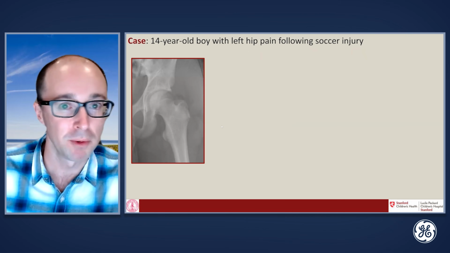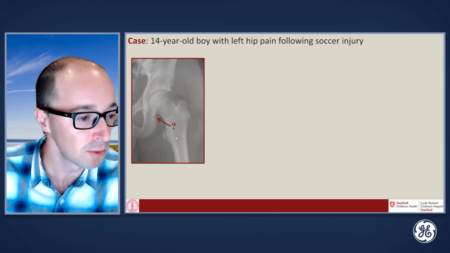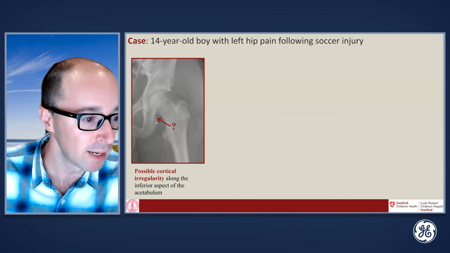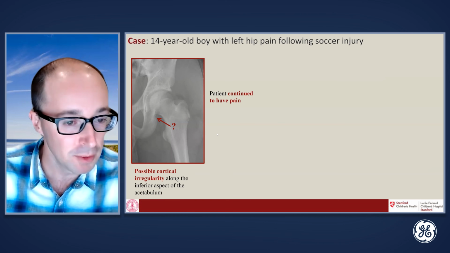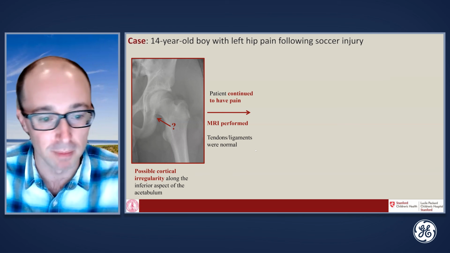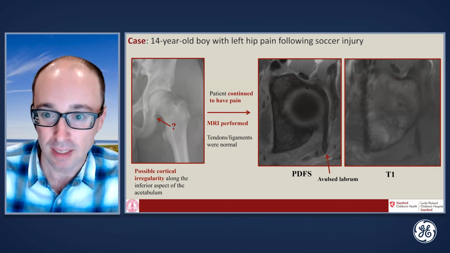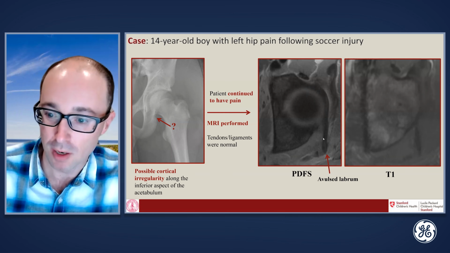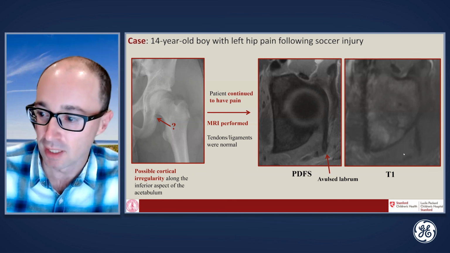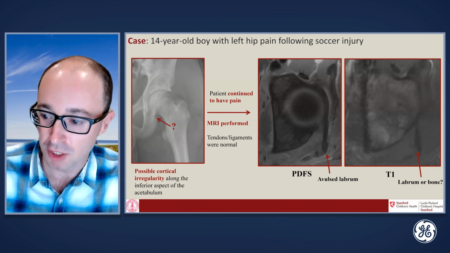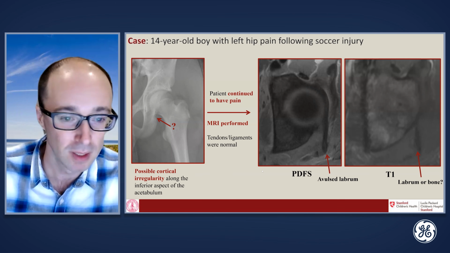This is a 14-year-old boy with left hip pain following soccer injury. We see here on the initial radiograph this possible cortical irregularity along the inferior aspect of the acetabulum. Patient continued to have pain, so an MRI was performed. And on our standard sequences, we see that the labrum has avulsed off the bone, and slightly more inferiorly on the T1 sequence, we see this additional T1 dark structure. Now, the question is, is this a labrum or is this bone?